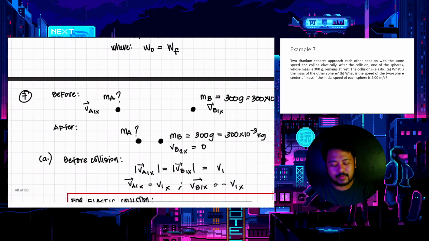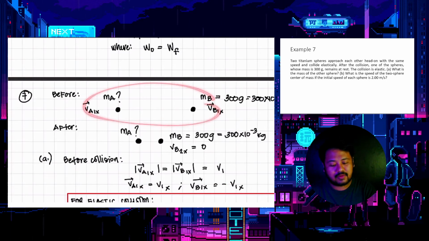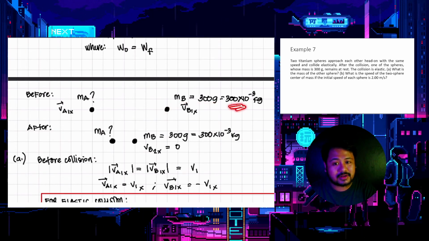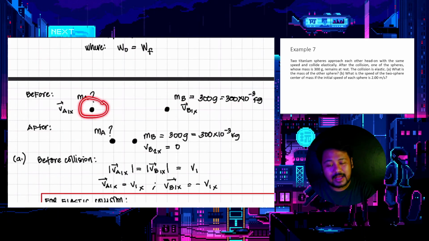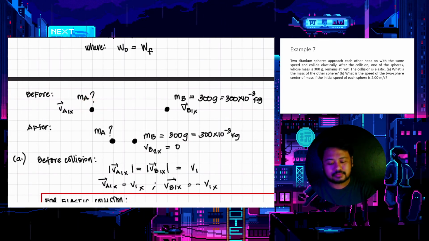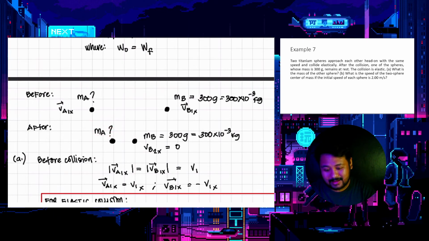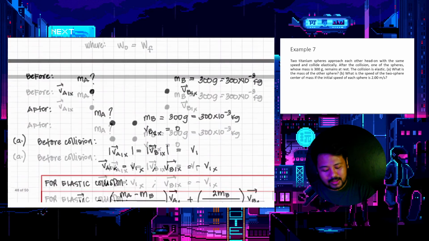Now let's have this one. So this is before collision. We have two spheres. I will denote this one on the right as my mb with a mass of 300 grams, wherein that's 300 times 10 raised to negative 3 kilograms, and ma as my unknown mass. And then after collision, the mass mb becomes at rest, so vb2x becomes 0, wherein we don't know mass ma. So we could now get that one.